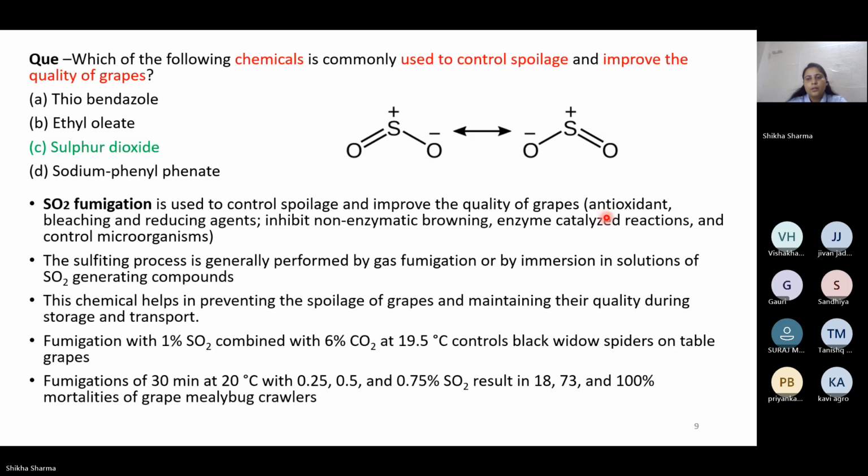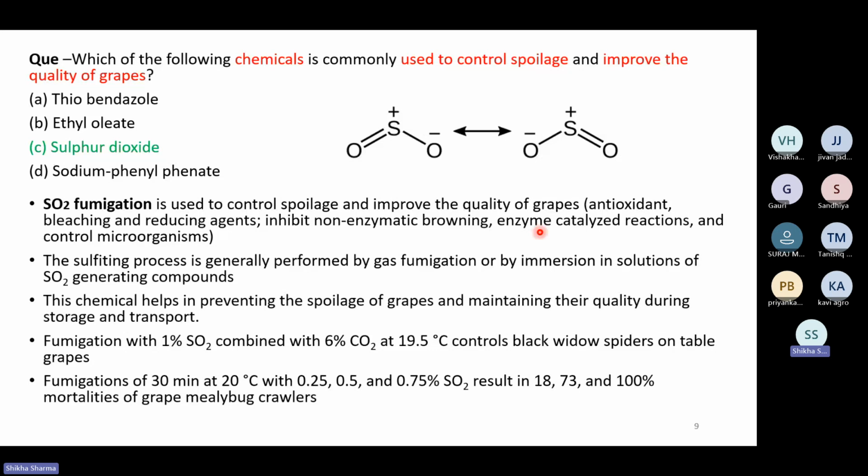So SO2 is an antioxidant and it can also act as a bleaching agent. In some cases, it is also a reducing agent. It inhibits non-enzymatic browning, helps in the inhibition of enzyme catalyzed reactions, and it can help in control of microorganisms.